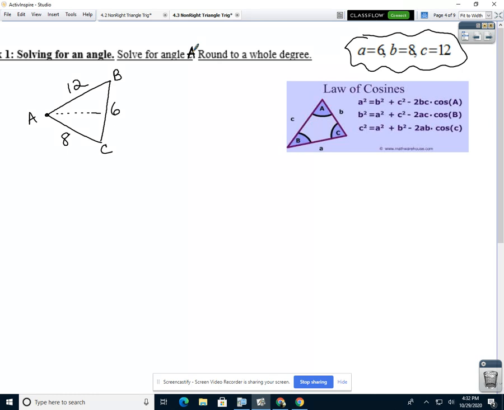So, first thing is with the law of cosines, again, you see there are 3 different equations. You don't want to use all 3. You just want to use the equation that you need. The equation that I need in this case, if I'm looking for angle A, I'm going to use equation A, right? So this is the one I'm going to use.